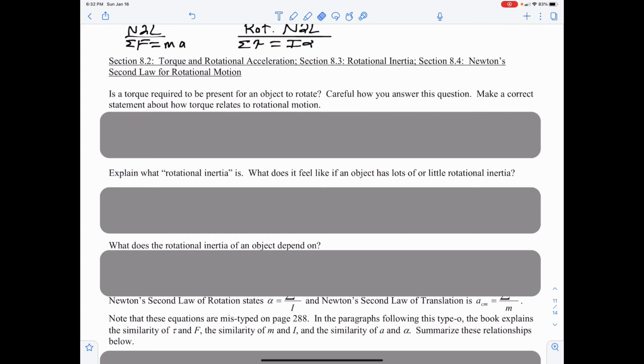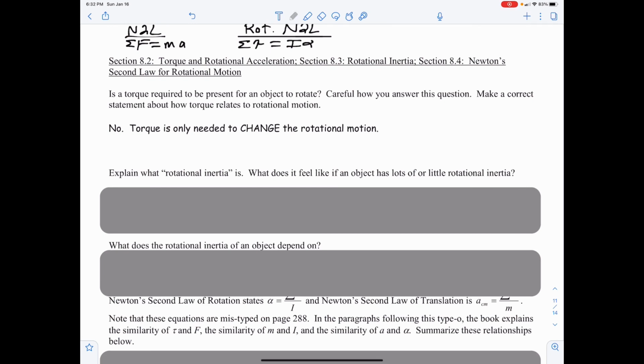Is a torque required to be present for an object to rotate? Careful how you answer this question. Make a statement about how torque relates to rotational motion. No, torque is needed to change the rotation.